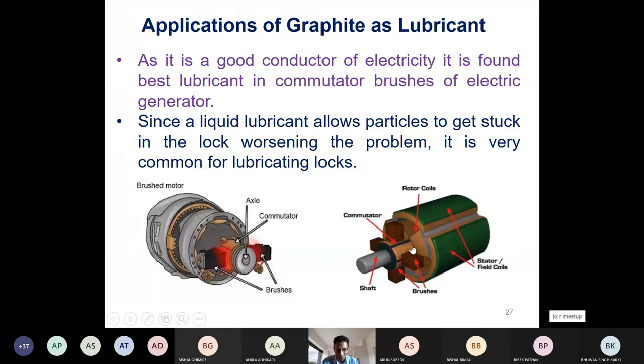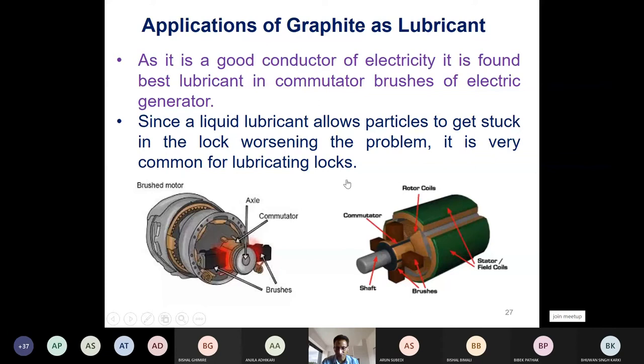This picture shows that, as a good conductor of electricity, graphite is found to be the best lubricant in the commutator of an electric motor. Also, since liquid lubricant allows particles to get stuck in a lock, worsening the problem, graphite is very common for lubricating locks. You know, when we use liquid, it will get stuck in the lock, and that will last for a long time. So we have to use solid lubricant in locks.